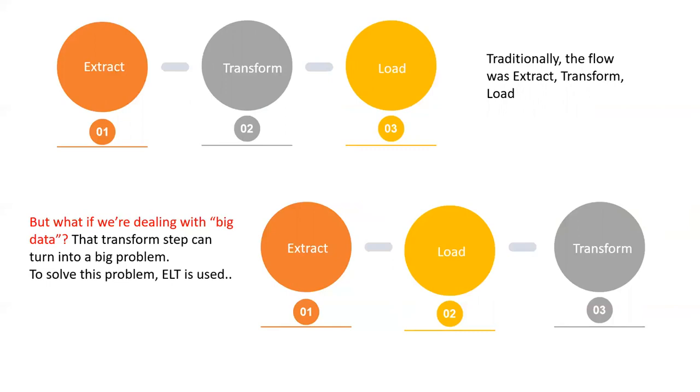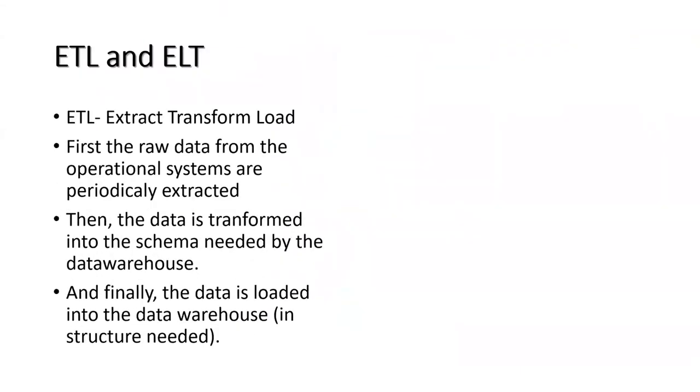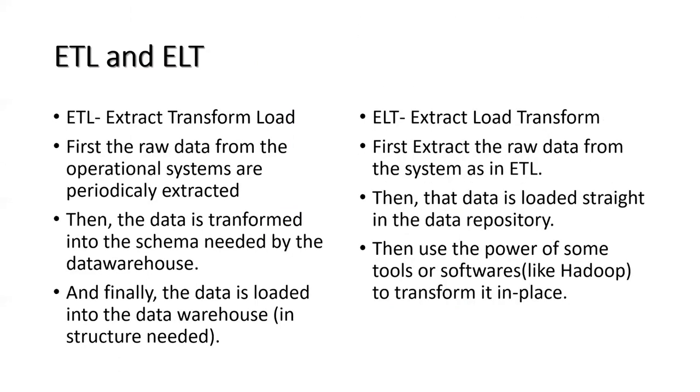Here ETL is the traditional flow, and when we are dealing with big data we have to go to ELT. In ETL we first extract the data, then transform, and then load into the data warehouse, while in ELT we first extract the data and then load, and after that with the help of software and tools like Hadoop, we can transform the data easily and quickly.